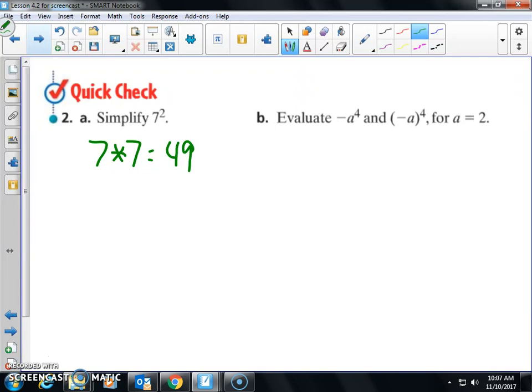Letter B. Notice, letter B is basically telling you to do two different problems. First it says find this answer, then it says find this answer, and it says evaluate. We know evaluate means change the letter into a number. It tells us to change a into 2. So in this example, I have the negative sign not in parentheses. The a turns into a 2 raised to the 4th power.